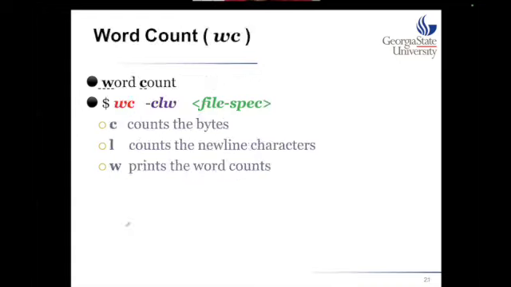Okay, so let's move to the next one. WC, word count. If you use WC with these options -C, -L, -W, and then specify the file name, then C will count the number of bytes, L will count the number of newline characters. It means how many lines there are in your file, and the W option will print the number of words in that file. I hope it is very easy and you can simply understand it, right?